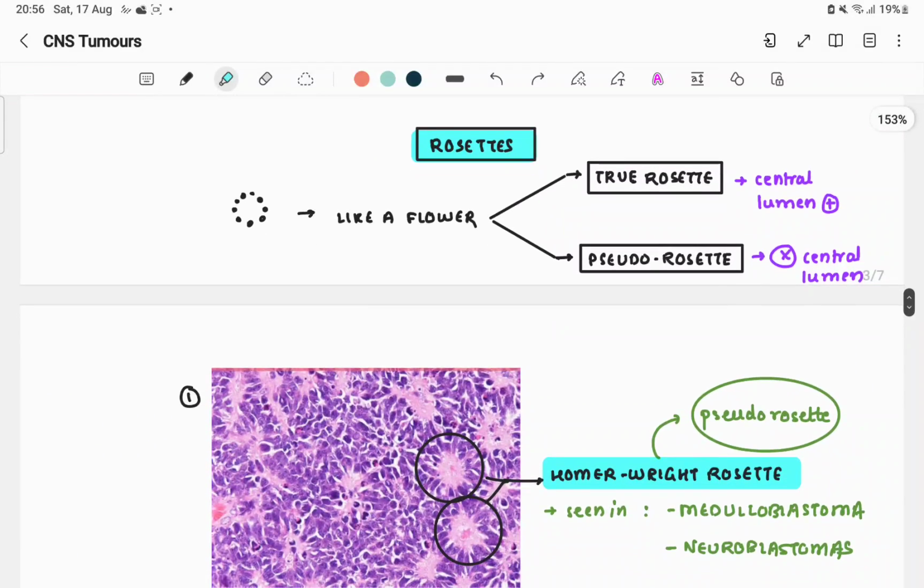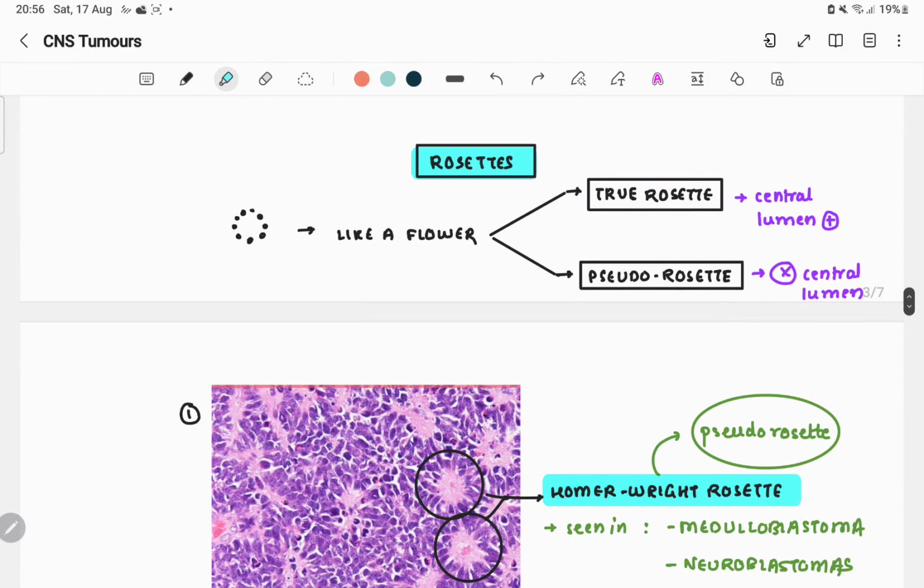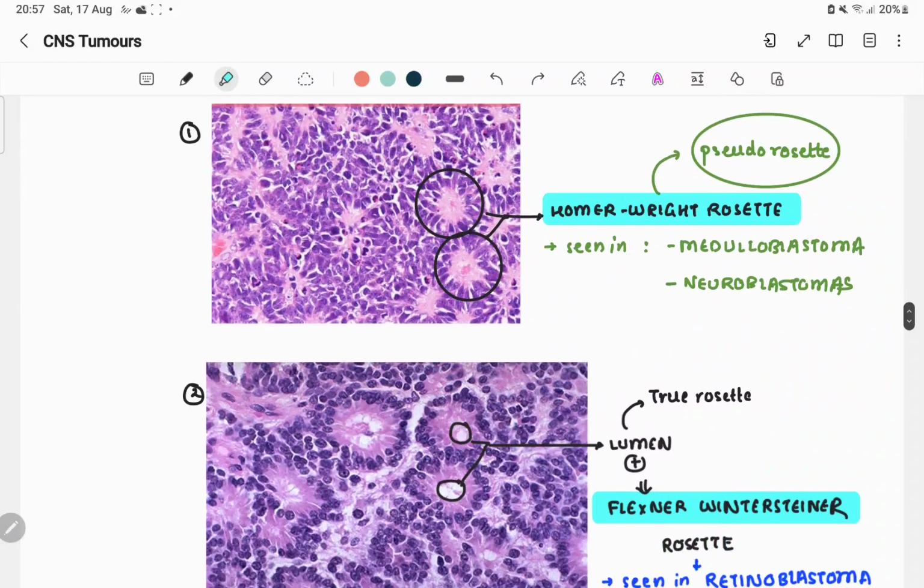If we talk about the rosettes in CNS tumors, a rosette is like a flower-like pattern. True rosette is called when the central lumen is present. Pseudo rosette means central lumen is absent.